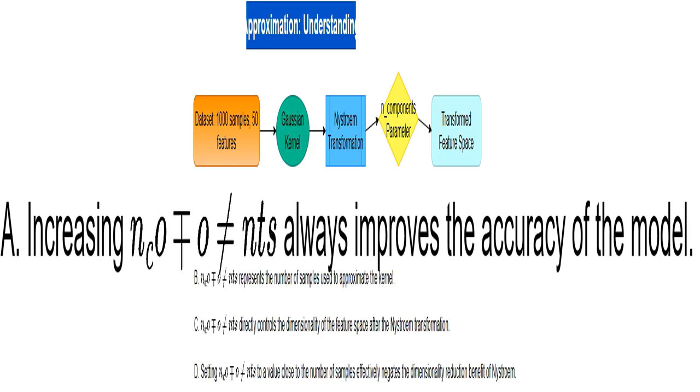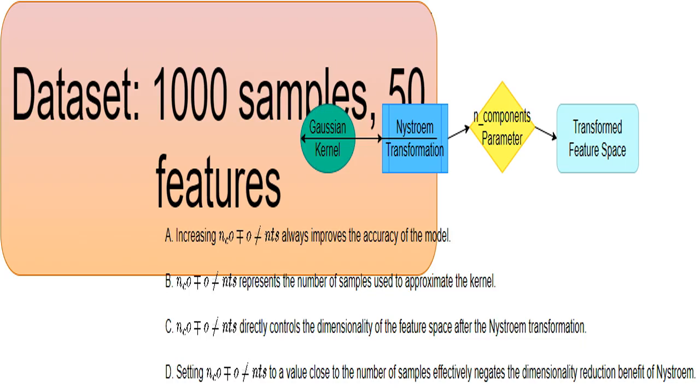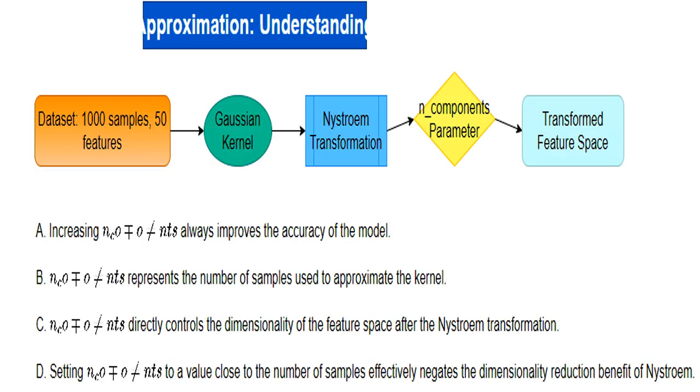I'm trying to understand how the Nystroem method works to approximate a kernel function and reduce the dimensionality of my data. I'm using a Gaussian kernel, a common choice for measuring similarity between data points. It calculates similarity based on a Gaussian distribution. I have 1,000 different data points, each described by 50 different characteristics.